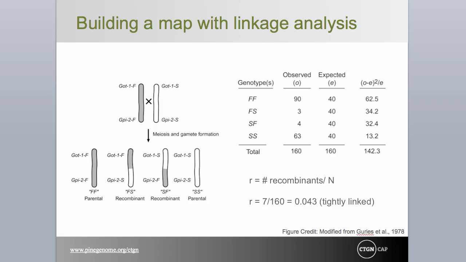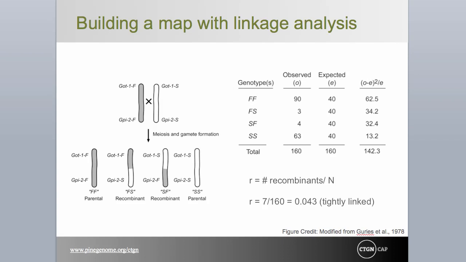The development of allozyme markers in forest trees resulted in a number of haploid megagametophyte linkage maps being created. The concept of linkage can be illustrated using the two locus example observed in pitch pine seed, as shown in this slide. Two heterozygous loci, identified here as GOT1 and GPI2, each possessed a pair of alleles labeled here as F for fast and S for slow.